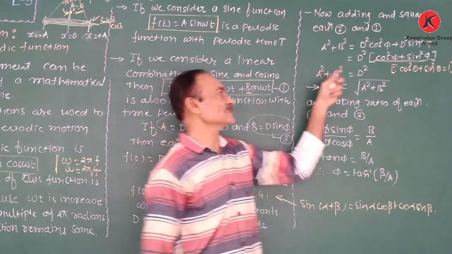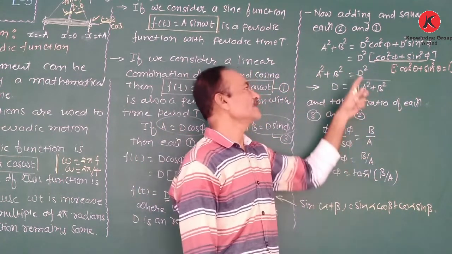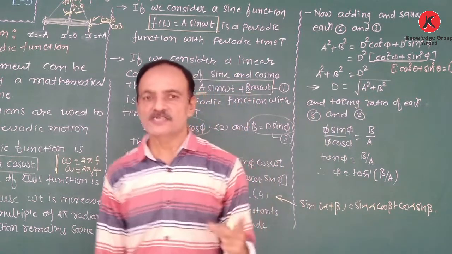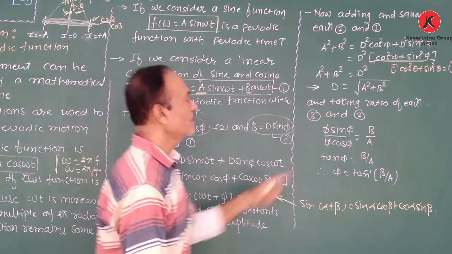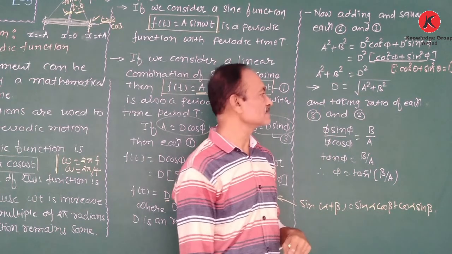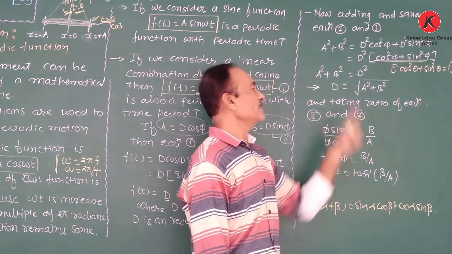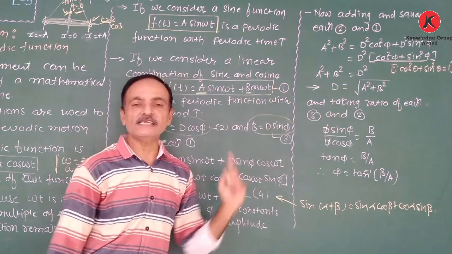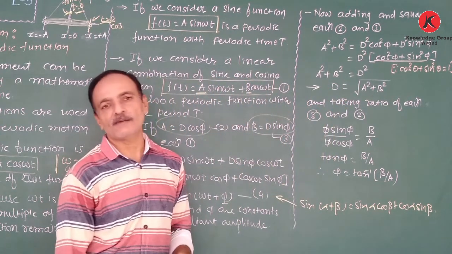Therefore A square plus B square is equal to D square, and taking the square root on both sides, D is equal to under root of A square plus B square. So D represents the resultant amplitude of simple harmonic motion.